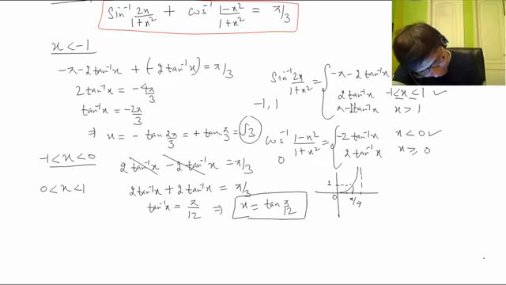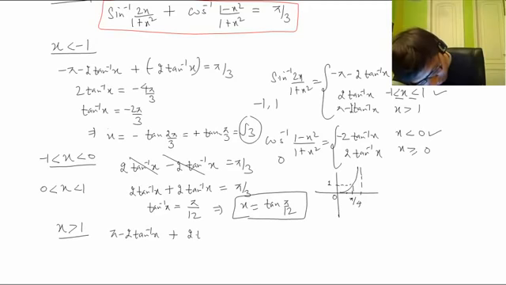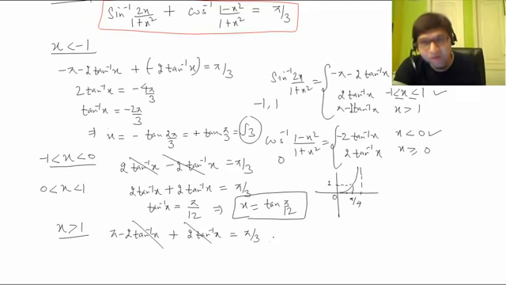And we'll take one more case, x greater than 1. In x greater than 1, the expansion of the sine inverse term is pi minus 2 tan inverse x, and that of cos inverse is 2 tan inverse x. And again this cancels out with this, so we are getting pi equal to pi by 3. It's again wrong, right? So basically we are getting x equal to tan pi by 12 as the only solution of this equation.